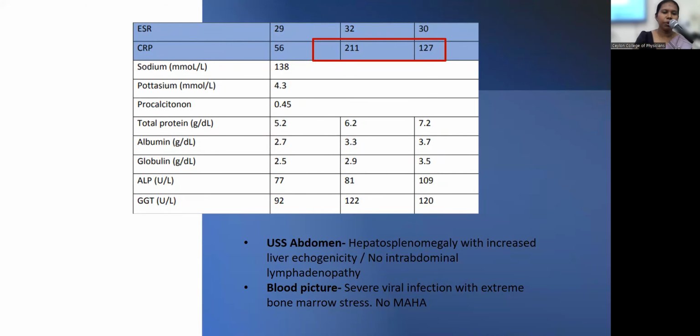We did an ultrasound scan of the abdomen. We also had one from the peripheral hospital, so to compare, we did another one at a 5-day interval. It showed hepatosplenomegaly with increased liver echogenicity, and no intra-abdominal lymphadenopathy. In the first scan, hepatosplenomegaly was there with a spleen size of 11 centimeters. In the subsequent scan, the spleen had enlarged to 13.3 centimeters. We sent a blood picture, which was suggestive of a severe viral infection with extreme bone marrow stress, and there was no abnormal marker.